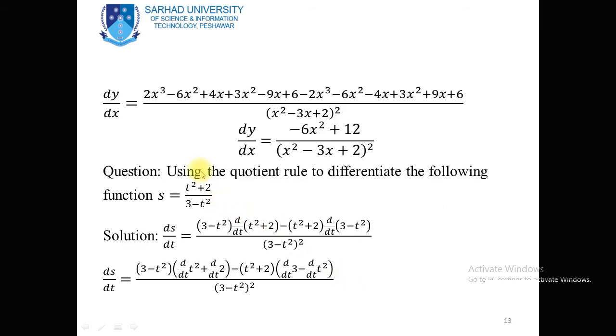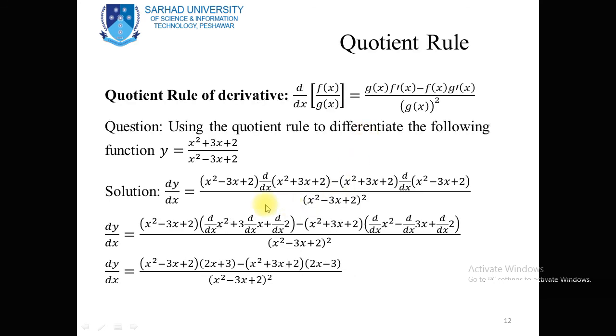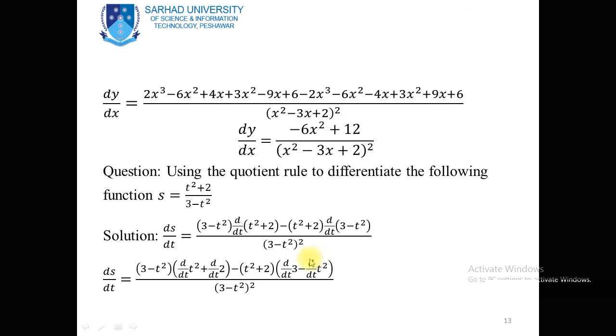So after multiplication of these two and multiplication of these two, we obtain this expression. And now add and subtract the like terms. After simplification, we obtain dy by dx is equal to minus 6x square plus 12 divided by x square minus 3x plus 2 whole square.